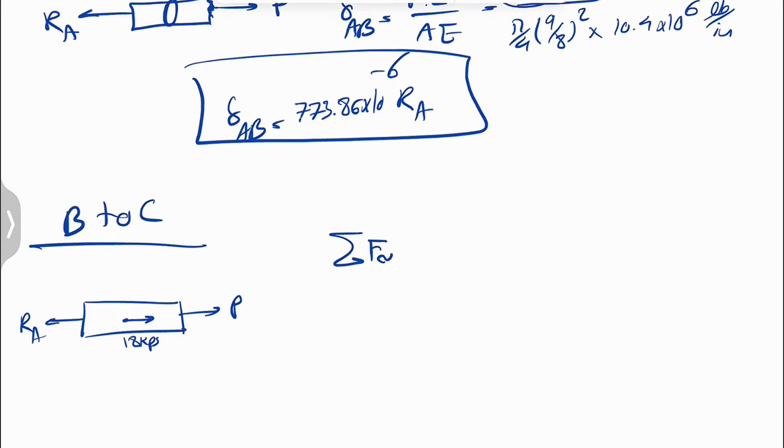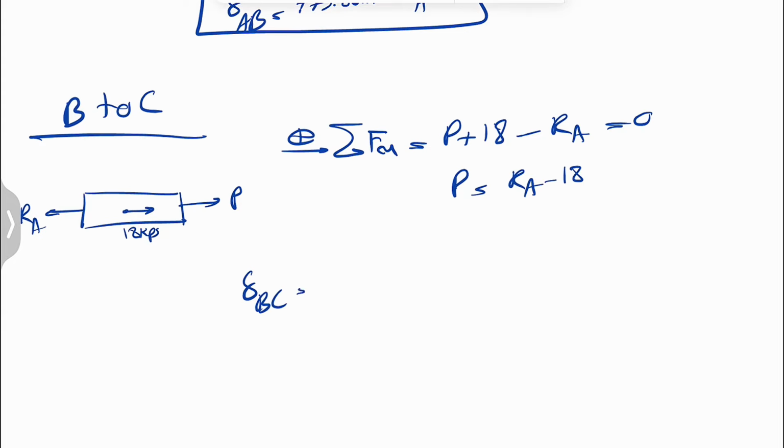So this time if you want to find the P, we're going to have P plus 18 minus RA equal to 0, or our P is RA minus 18. So delta BC would be, again, PL over AE, so (RA minus 18) times L. Now we're looking for the distance from B to C.